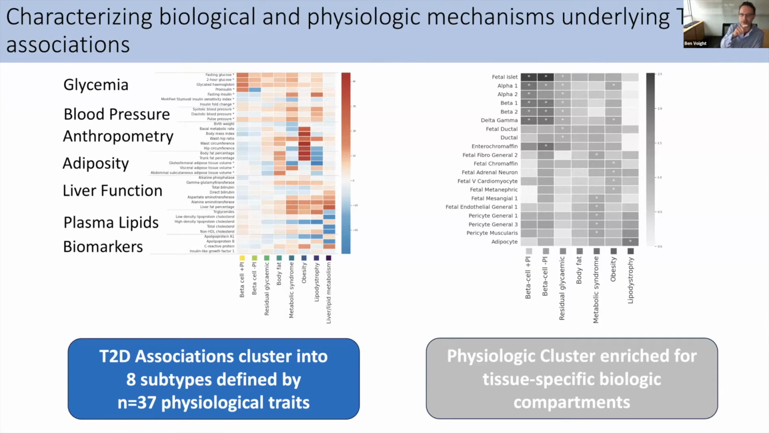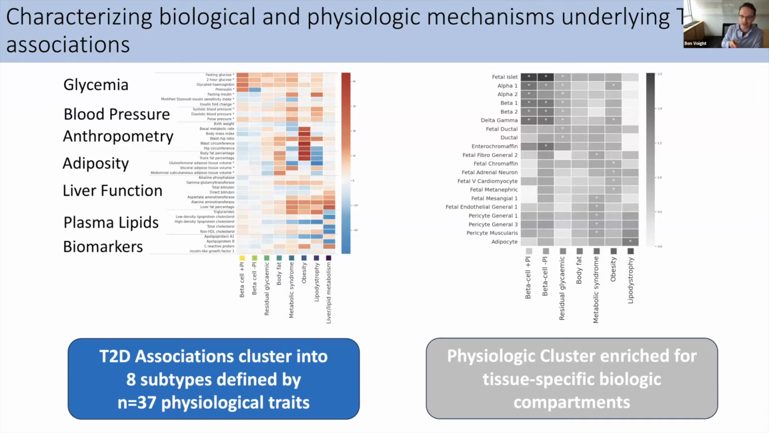So in that first row, it's fasting glucose. This cluster that we've labeled here, beta cell plus proinsulin, has high associations with fasting glucose, 2-hour glucose, glycosylated hemoglobin, and proinsulin levels. And that typifies that cluster. So there's a set of signals associated with diabetes that associate with those traits.